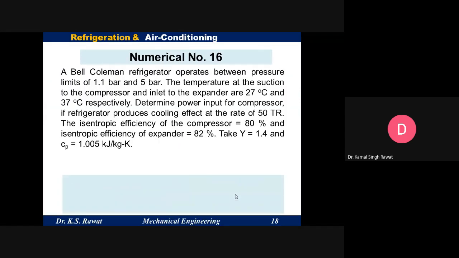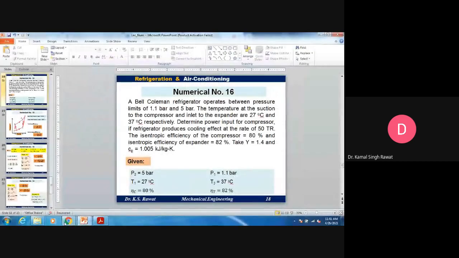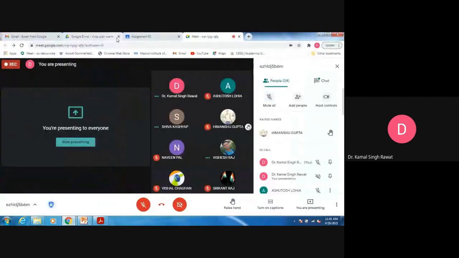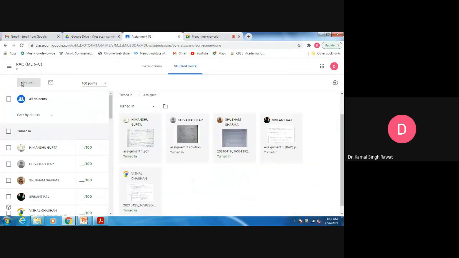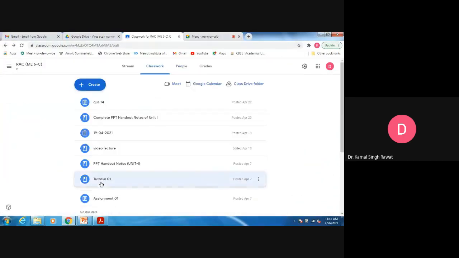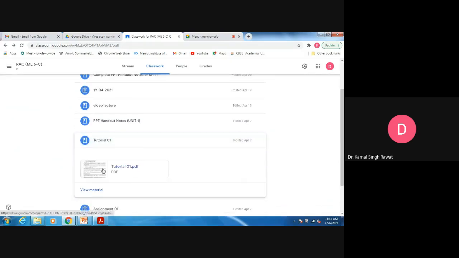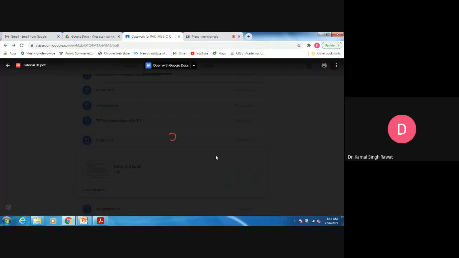And after that, if you see our tutorial sheet, first we have solved some numericals on simple refrigeration, that is the Carnot refrigerator, up to point 11. After that, we dealt with the ideal Bell-Coleman cycle, and then also the actual Bell-Coleman cycle.